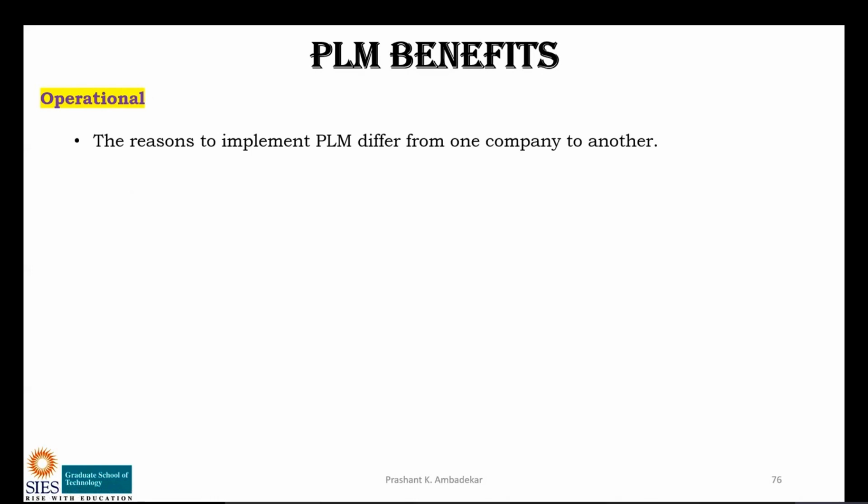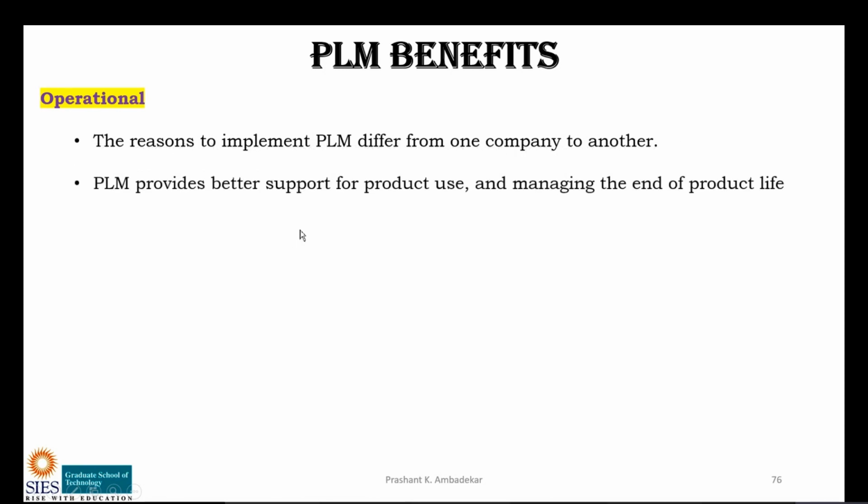Then the next point is the operational. So while it is being in service, what can be done? Operational. So in operation, the reason to implement PLM differs from one company to another company. We have seen that the product life cycle graph also increases and decreases in a different way for a different company and from product to product. PLM provides better support for product use and managing the end of the product life.